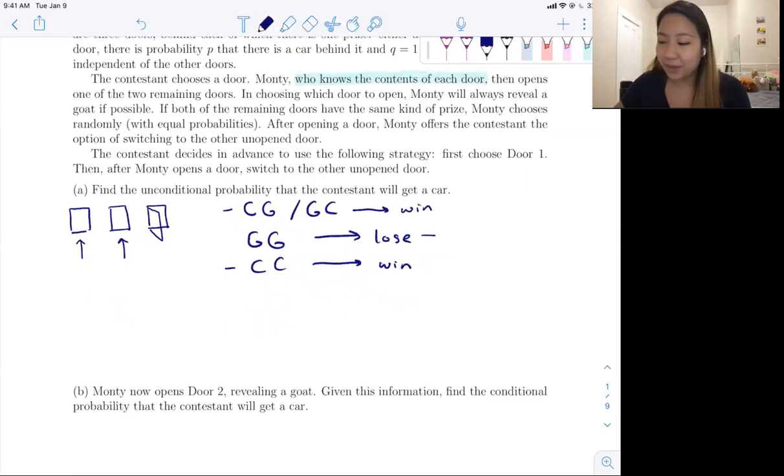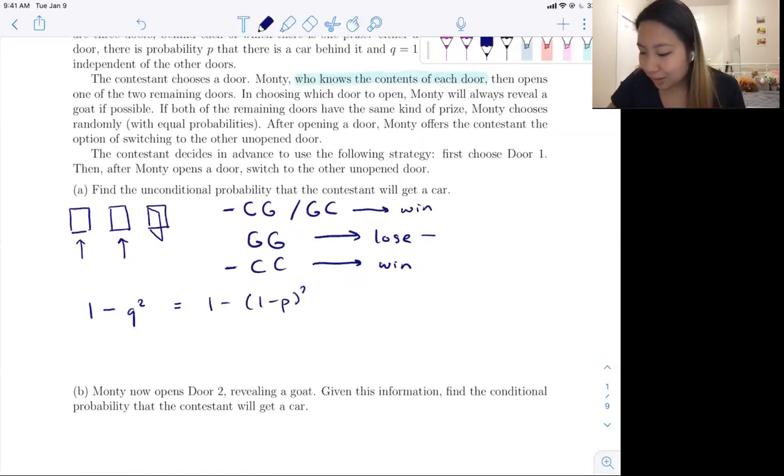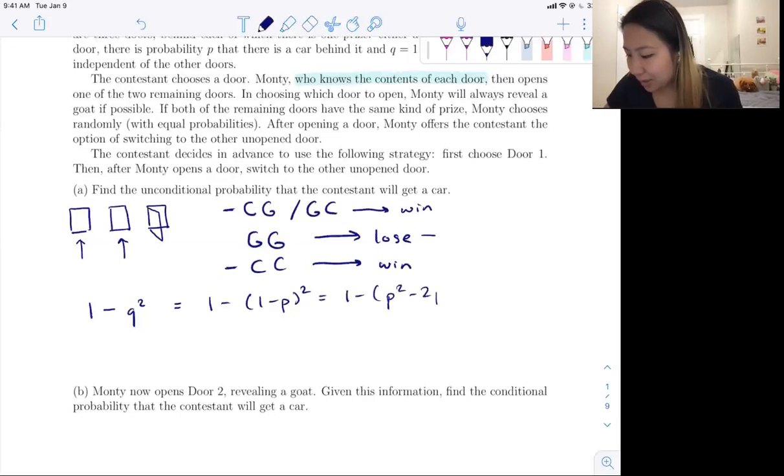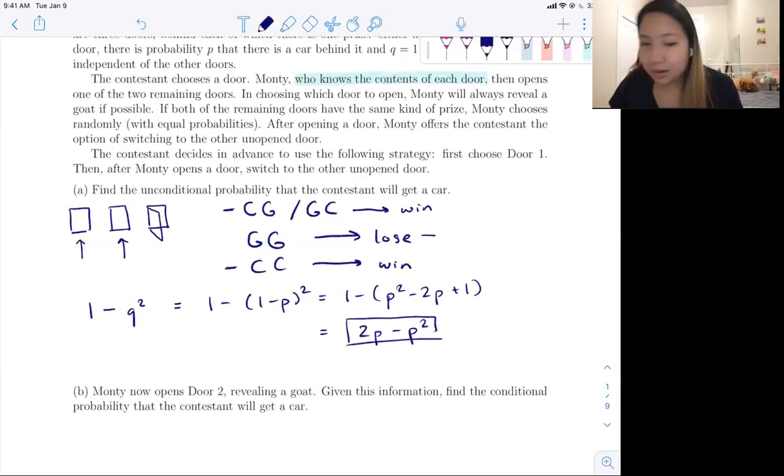So let's do that. That's going to be 1 minus q squared, since the two doors are independent, it's each q. Then this is the probability we're in one of the winning cases. Converting that into just terms of p, that's 1 minus (1 minus p) squared, which is going to be 1 minus (1 minus 2p plus p squared), and that's going to be 2p minus p squared. So this is going to be our answer for A. Okay, so moving on to B.